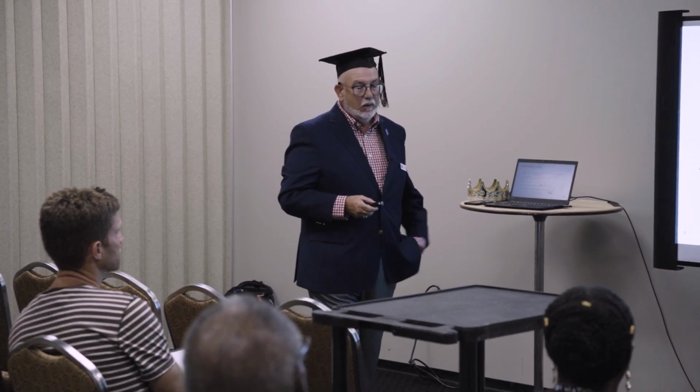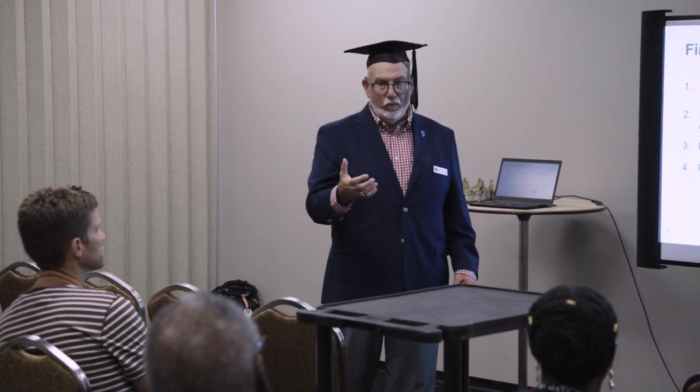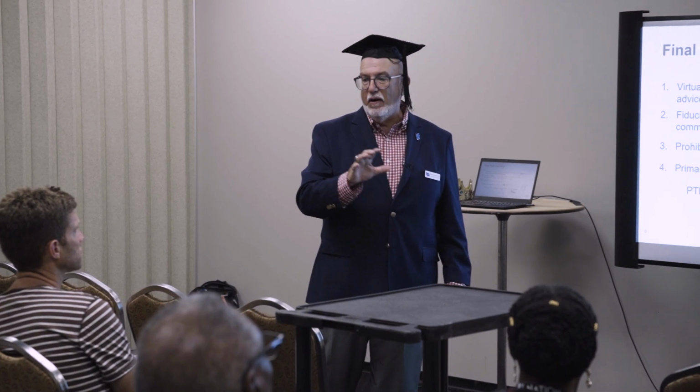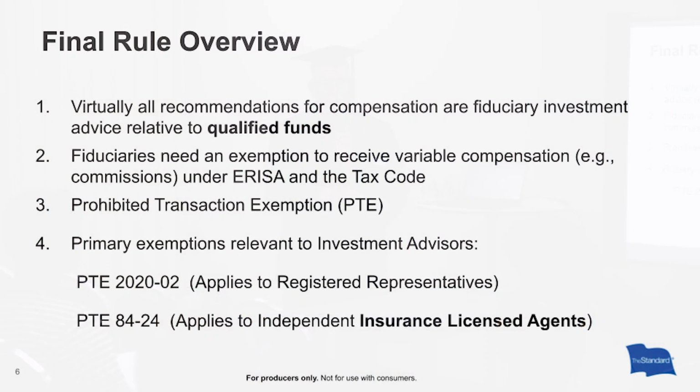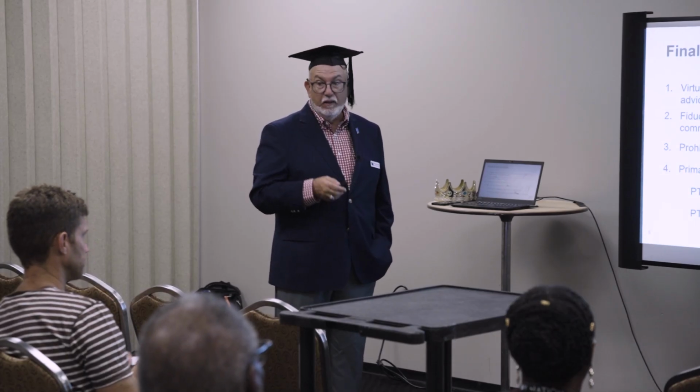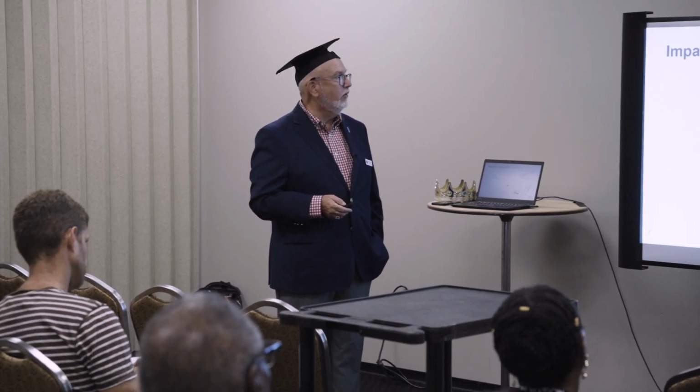And that is PTE 2020-02. That's for registered representatives, people that are securities licensed. We don't have any in this room, but in the audience for Annuity Fundamentals, there will be people that are registered. The exemption that you will get is 2020-02. But for everybody in this room, if you're insurance-only licensed, again, you just graduated to be a fiduciary, it's 84-24. That applies to independent life insurance agents, people that sell life insurance, annuities, and that sort.